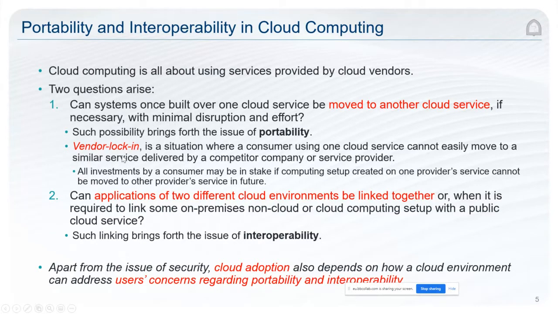We have what we call vendor lock-in. What is vendor lock-in? Each vendor or cloud provider makes their own programs and their own services, and all these services cannot be moved to another provider because they are assigned to their own hardware. They are assigned to their own software. That's why it is very hard to move it from one place to another.